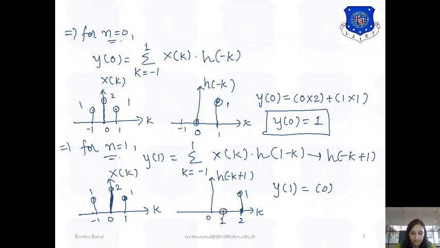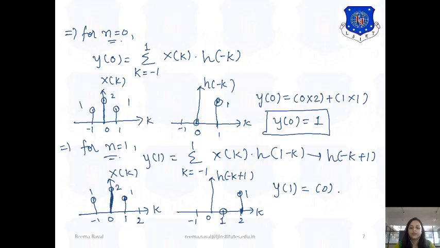That means here at minus 1 the value is 1, but here at minus 1 instant the value is 0. Here at instant 0 the value is 2. Here at instant 0 there is no value. Here at instant 1 the value is 1, but here at instant 1 the value is 0. That means 1 into 0 will give you 0. And here at instant 2 there is no value, and here at instant 2 there is value 1. So that will also become 0. So y of 1 equals to 0.